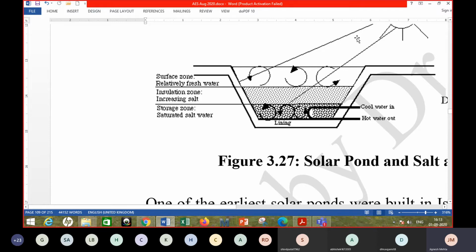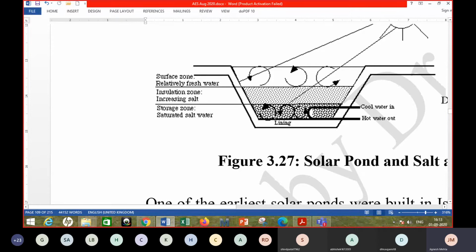Now the solar radiation which enters the bottom layer and those rays which strike the lining. Now there is a rubber or plastic lining which is put here. Otherwise, the water seepage will take place. You don't want to lose the water into the ground. So some lining is required, and again, it can have higher absorptivity. So that way also it will increase the heat absorbed.